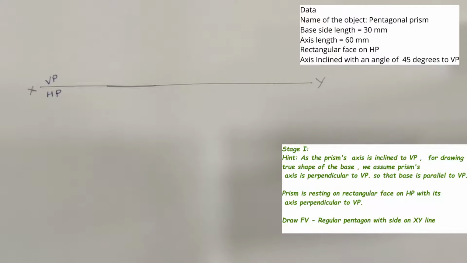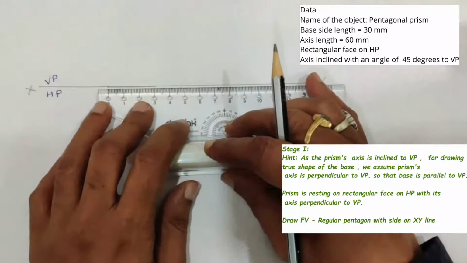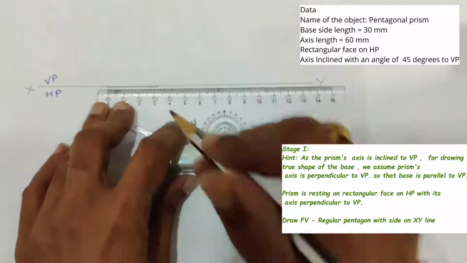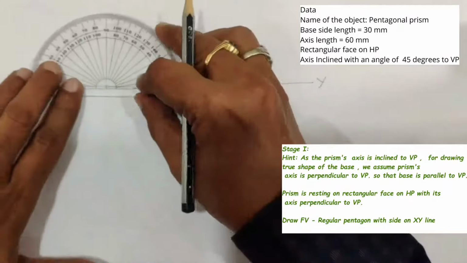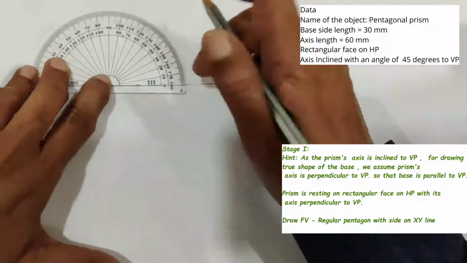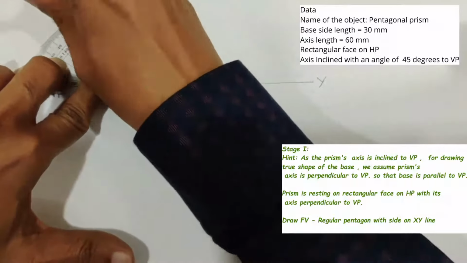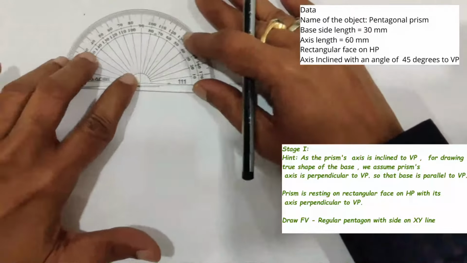So start with the construction of the pentagon with a side on the XY line. Here the side length of the pentagon is 30 mm. With 30 mm as the side length, construct the pentagon. Here the interior angle between two adjacent sides of a pentagon is 108 degrees. With 108 degrees as the interior angle between two adjacent sides, construct the pentagon.